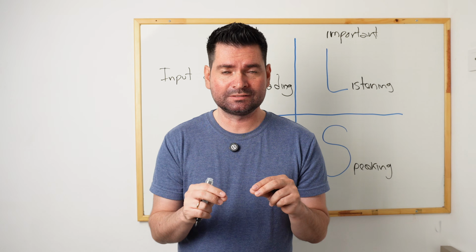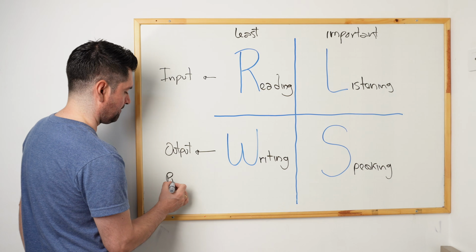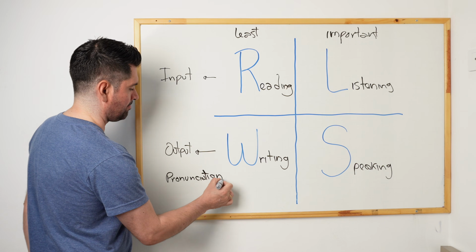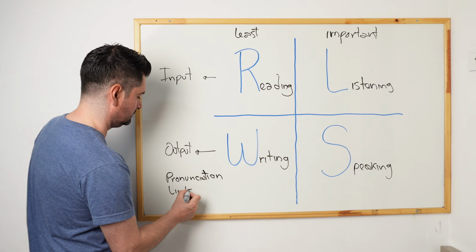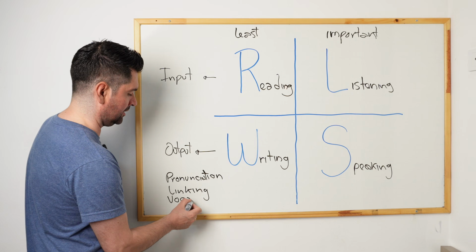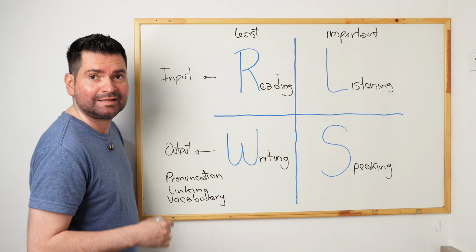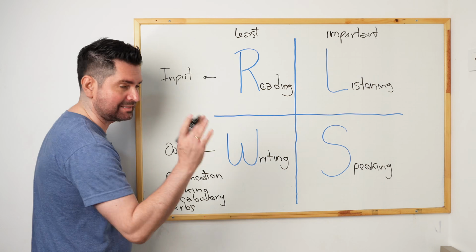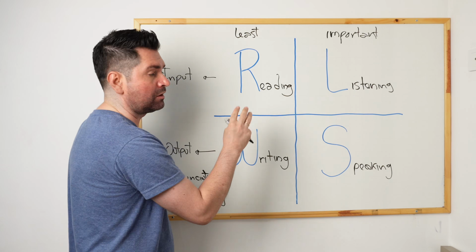Now, these 4 skills can help you practice pronunciation, linking, vocabulary, verb tenses, etc. You can learn all of these things within each and every one of these skills.